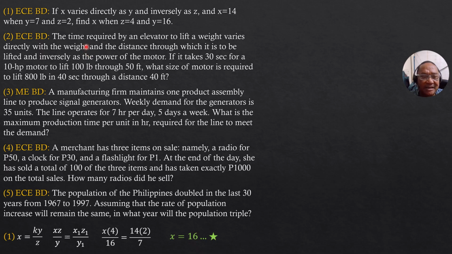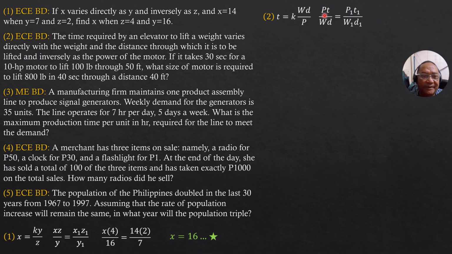Time is equal to constant of proportion k times the weight, distance d, divided by power. So time equals k times WD over P. If we solve for k, k is PT over WD, and we equate that to P1 T1 over W1 D1. So this would be the initial condition, and this is the final condition.